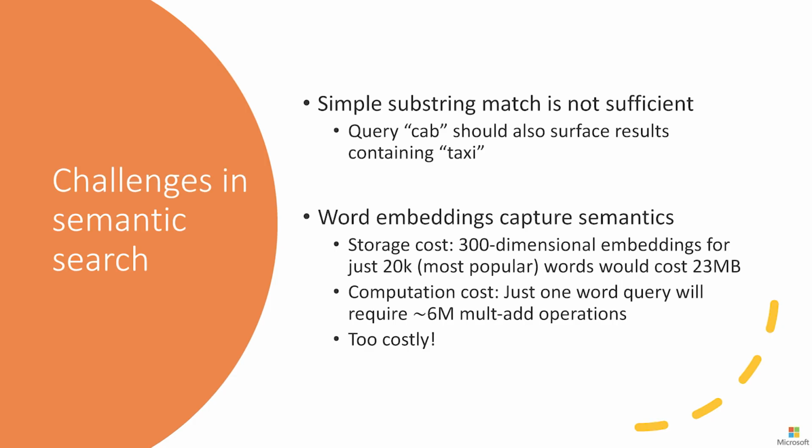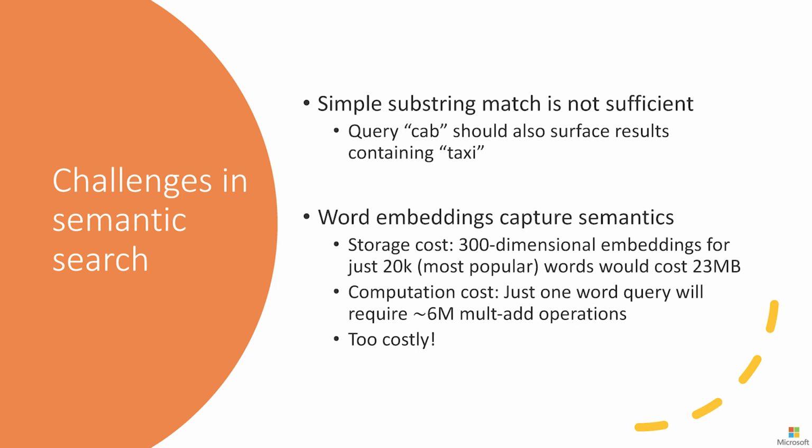So what are the challenges here? The challenge is that simple substring search will not suffice, because taxi and cab are totally different strings. So just substring search will not help us get there. The other thing is we can use word embeddings, but using the word embeddings directly will be a bit costly. Why? Because just storing these 300 dimensional embeddings of, let's say, only the 20K most popular words on device will cost us around 24 MB. And even the computation is very high. Each such computation of nearby neighbors of a word using word embeddings will require around 6 million multiply-add operations. So these are very costly.